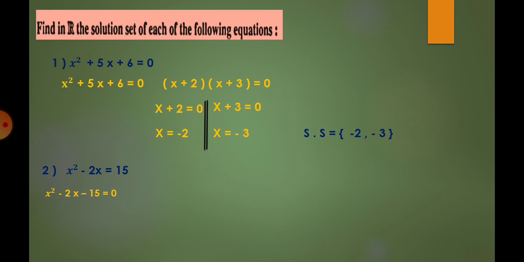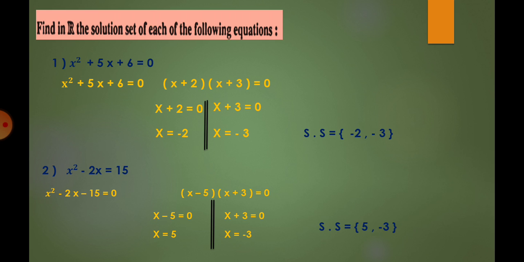5 times 3. So we factorize (x - 5)(x + 3) = 0. So we can write x - 5 = 0 or x + 3 = 0. x - 5 = 0, so x = 5, and x + 3 = 0, so x = -3. The solution set equals {5, -3}. Here, the two roots of the equation are 5 and -3.